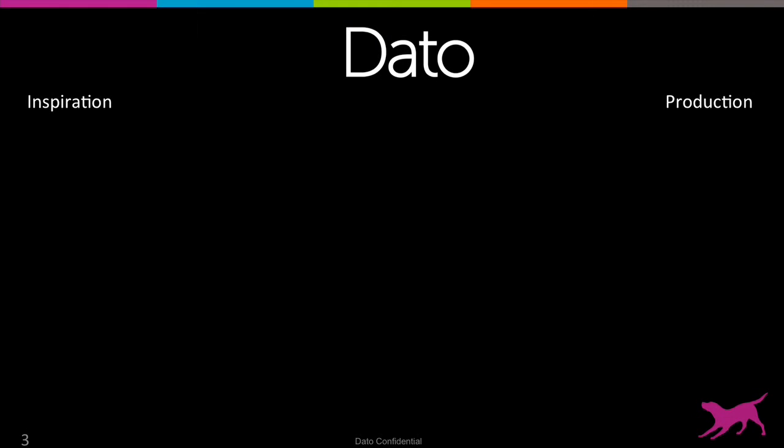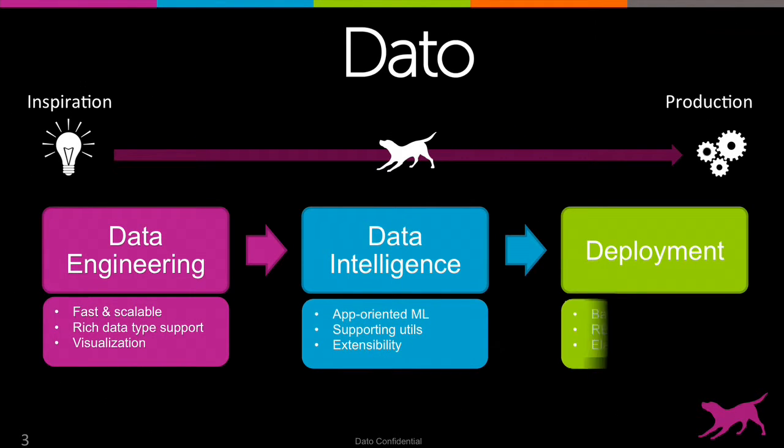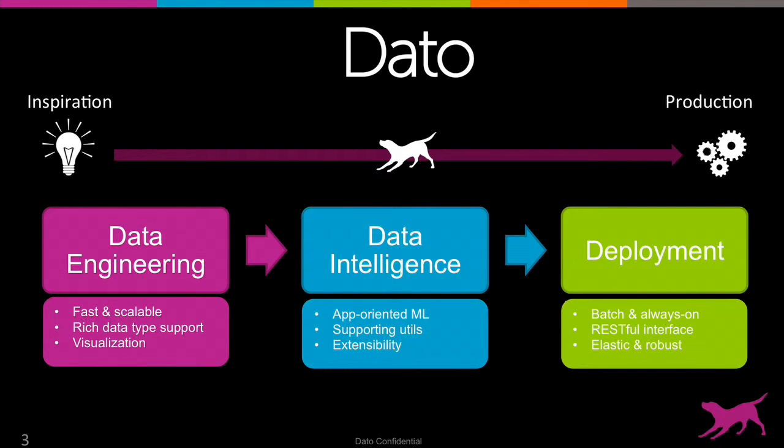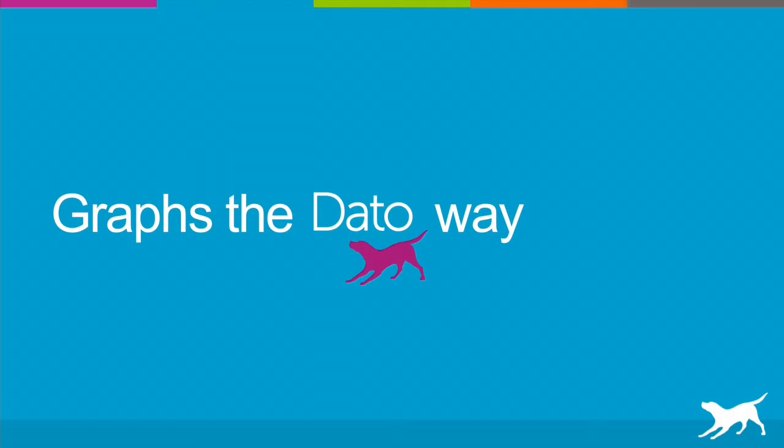The objective of Dato is to be able to take machine learning all the way, starting from data exploration, machine learning, all the way to production. But unlike the name change, today we are actually going to talk about graphs. Let's call this graphs the Dato way. So what is the Dato way?